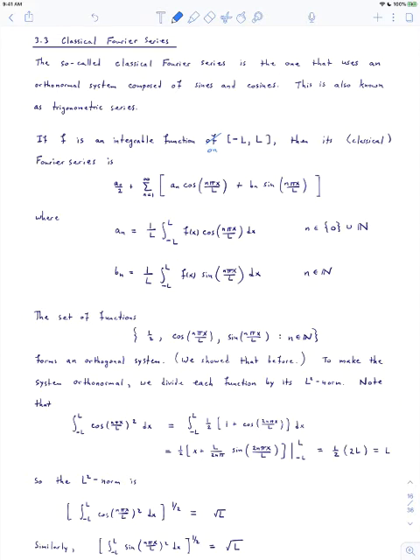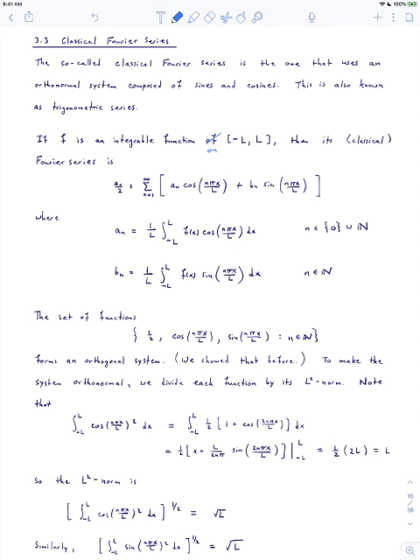So this set of functions, 1/2 and then cosine of n pi x over L and sine of n pi x over L, these are an orthogonal system. And we showed that before. We actually looked at all of the necessary integrals. To make the system orthonormal, we divide each function by its L2 norm.